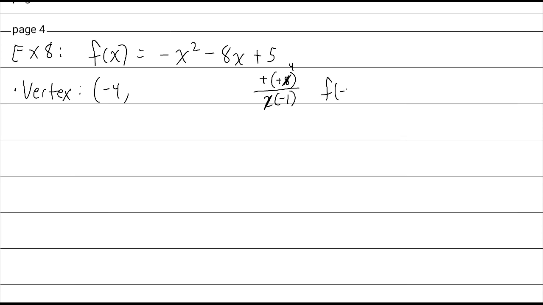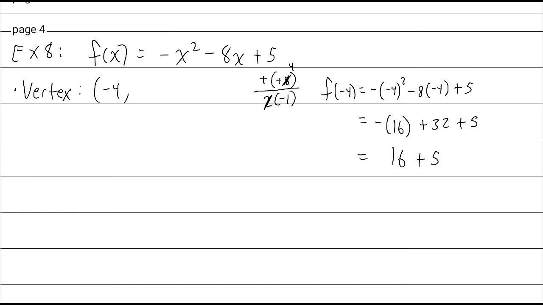Let's plug in negative 4. Okay, negative 4 squared is a positive 16. These two multiply together to be a positive, so 8 times 4 is 32, plus 5. So negative 16 plus 32 is a positive 16, plus 5. 16 plus 5 is 21. All right, so there we go. There's my vertex, negative 4, comma 21. My axis of symmetry, x equals negative 4.